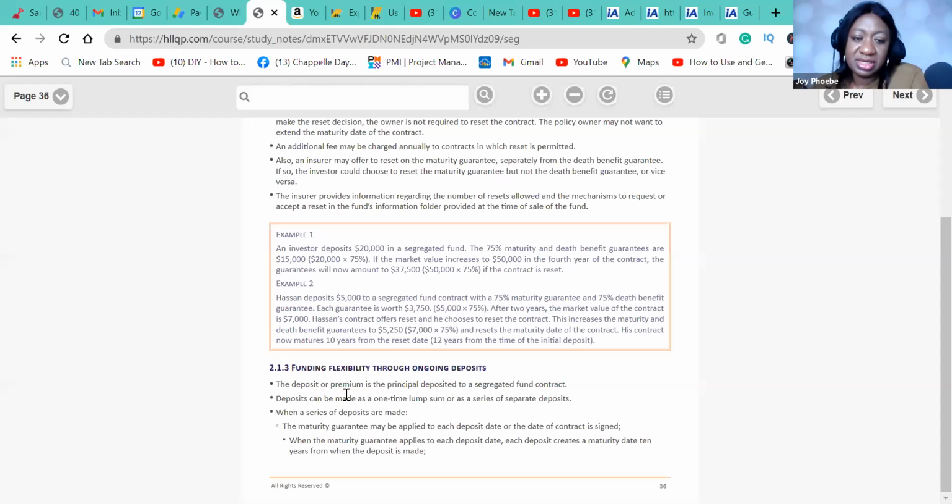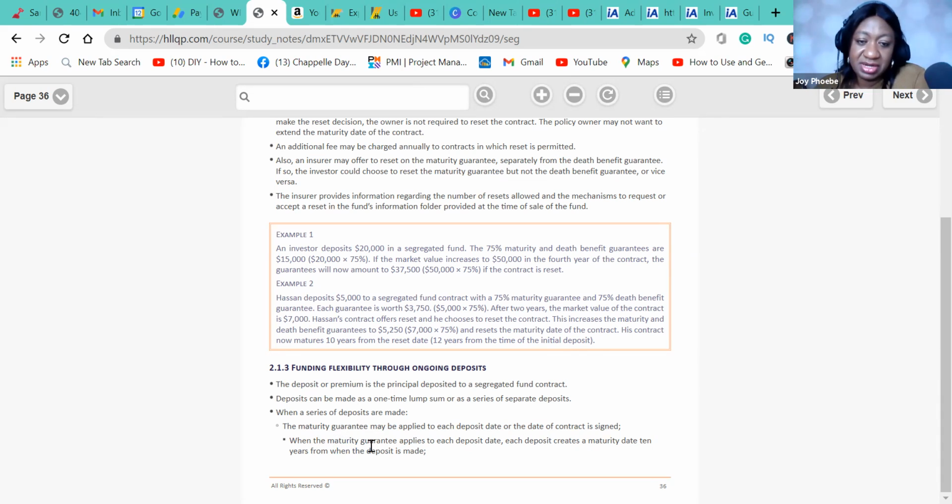Yes, the deposit or premium is a principal deposit to a segregated fund, and deposits can be made through a one-time or separate deposits, like a pre-authorized deposit on a monthly basis or thereabout.